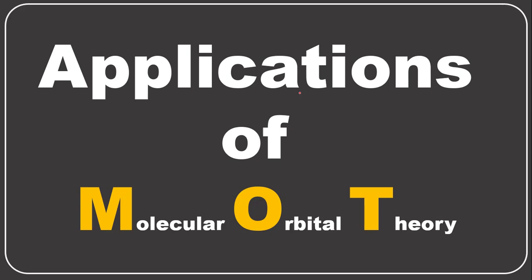In homonuclear diatomic molecules, we have already seen the formation of the H2 molecule along with the molecular orbital energy level diagram of the H2 molecule, He2 plus, Be2, B2, N2 and O2 molecules. We discussed the bond order of these molecules and the magnetic behavior of the above-mentioned molecules also.